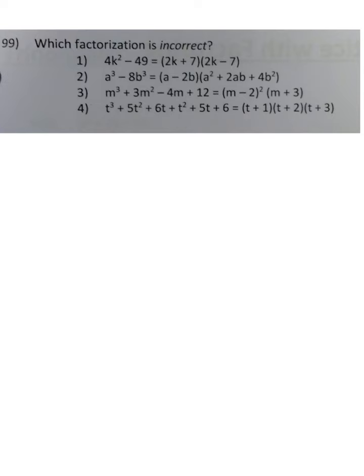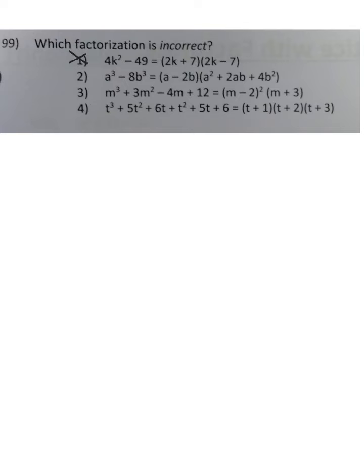On page 21, number 99, it says which factorization is incorrect. So which one is wrong? I look at this and I say, that's a difference of squares. I have the difference, and these are both perfect squares. So if I take the square root of 4, I will get 2 and 2. If I take the square root of k squared, remember we take half of the exponent, and that would be k and k. And then the square root of 49 is 7 and 7, one plus and one minus. So that actually is correct. But they want to know which one is incorrect, so that can't be it.